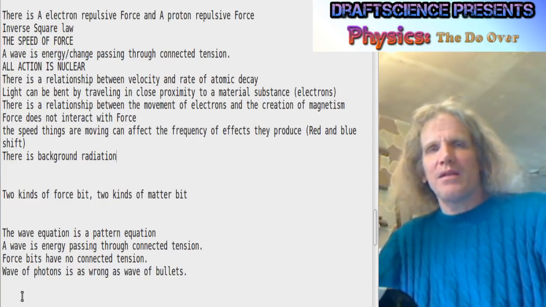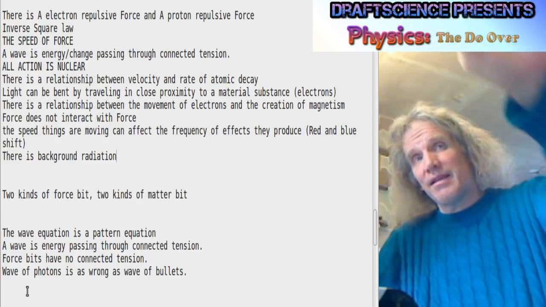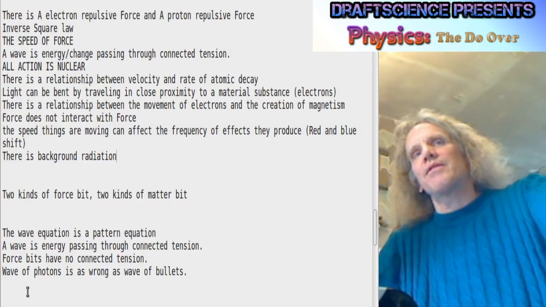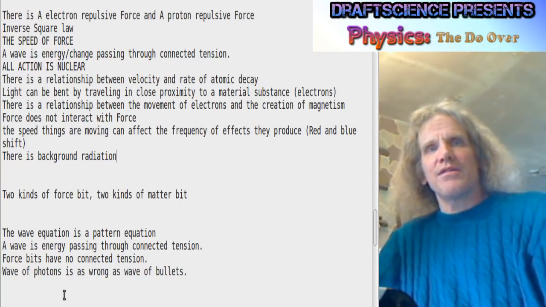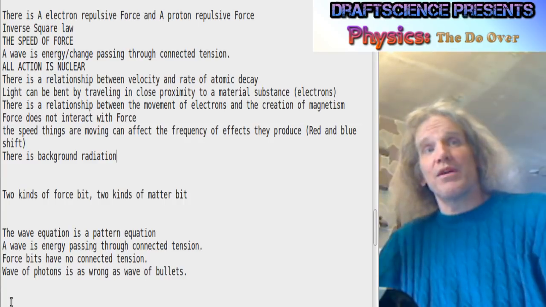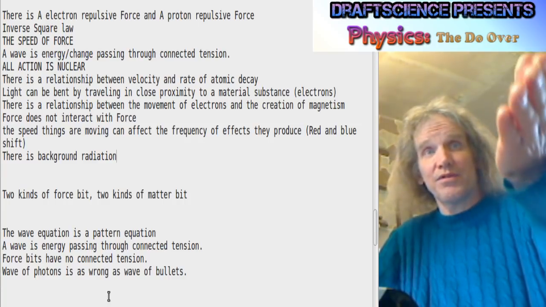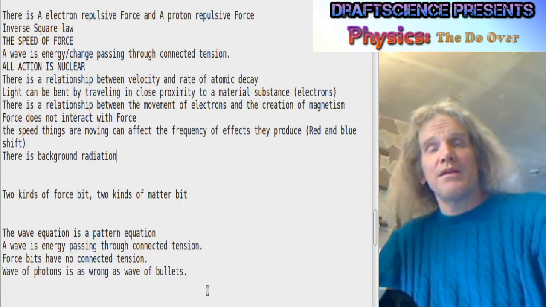But anyway, I'm taking that start and saying, okay, now what do you do with that information? I think you can start to draw some conclusions about reality. So one of them would be that there's two kinds of force bit and two kinds of matter bit.